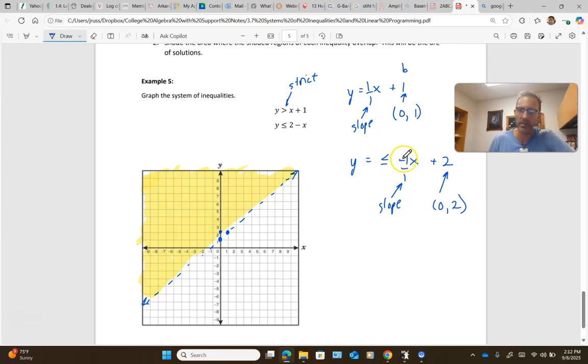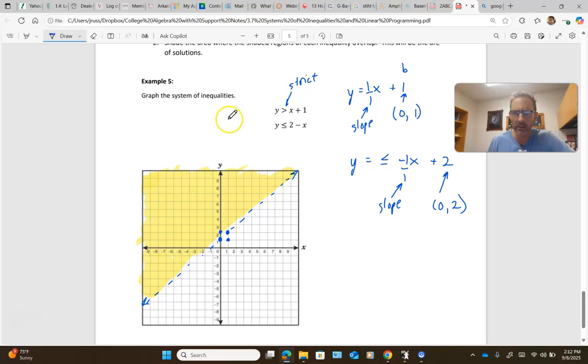And because my slope is negative, it dictates that from this point I'm going to fall 1 and then run 2. Okay, so go down 1 to the right 2. That puts me there. Now I need another line, but it needs to be solid.